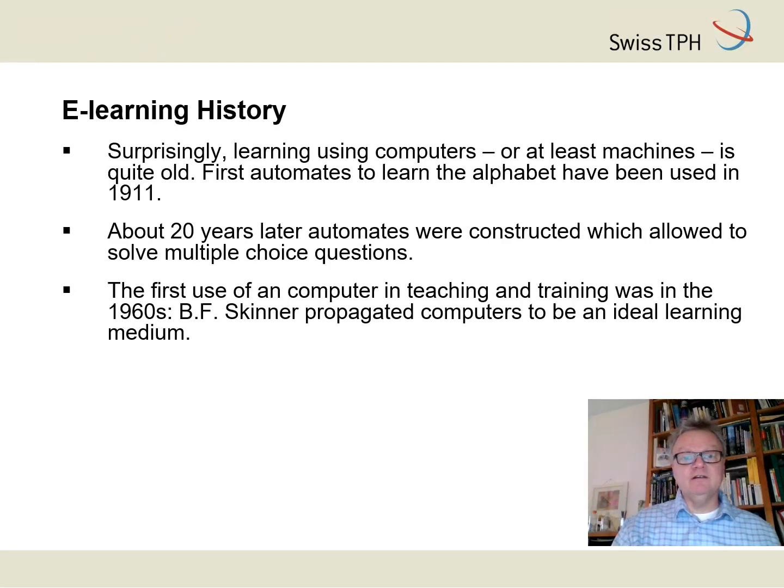Most people think learning with the computer, or at least with machines, is something new. But already in 1911 there were first automates to learn the alphabet. In the 1930s, automates were constructed which allowed to solve already multiple choice questions. And in the 1960s, Skinner propagated the computers to be an ideal learning medium. Already 60 years from now.